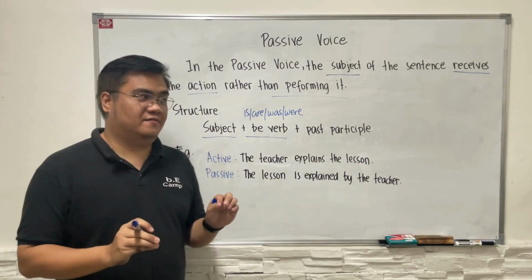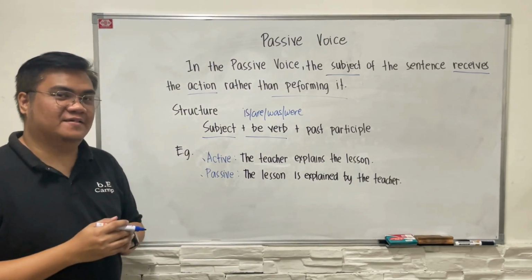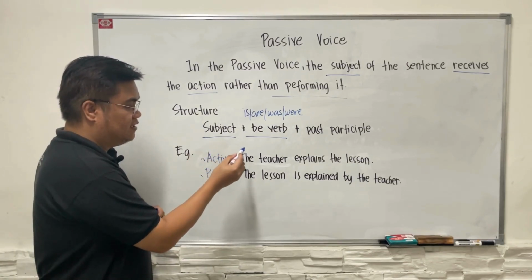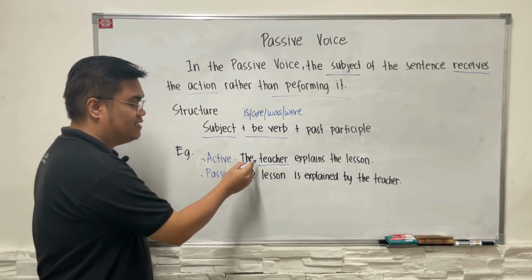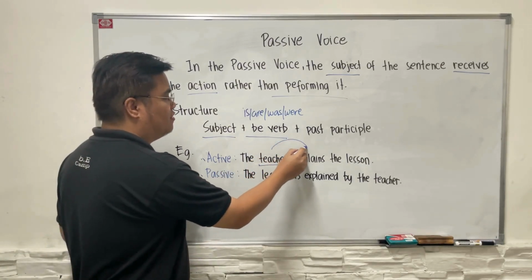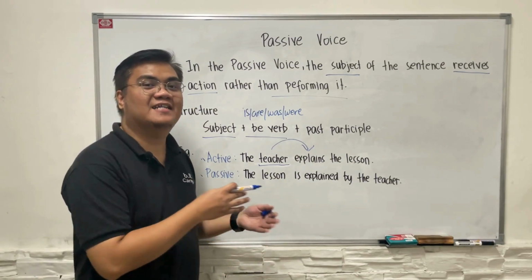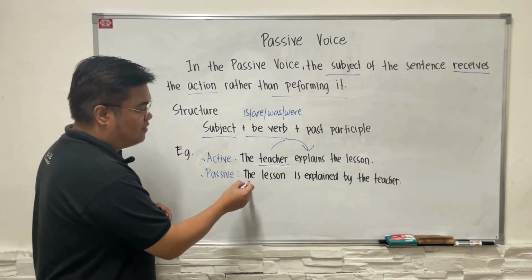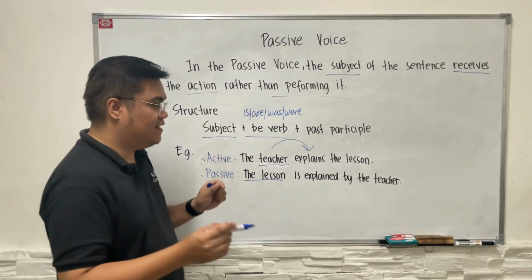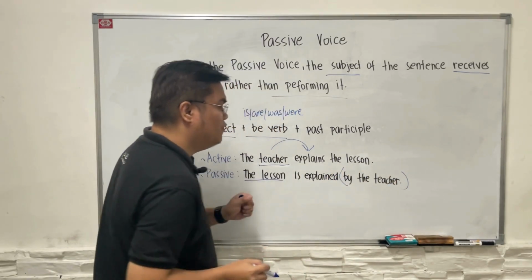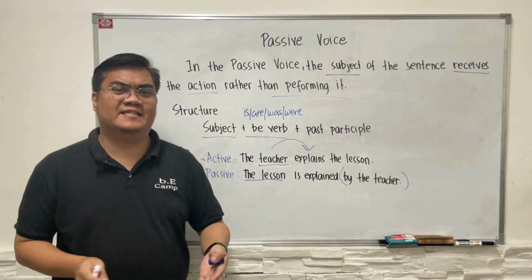Now, let's differentiate these two examples. We have the active and the passive. Let's have the active. The teacher explains the lesson. So in this sentence, teacher is the subject and she is also the doer of the action, which is explains. Right? So this is for active. Now for passive, the lesson is explained by the teacher. So for passive, actually you can remove by the teacher. Just leave the lesson is explained. It still makes sense, right?